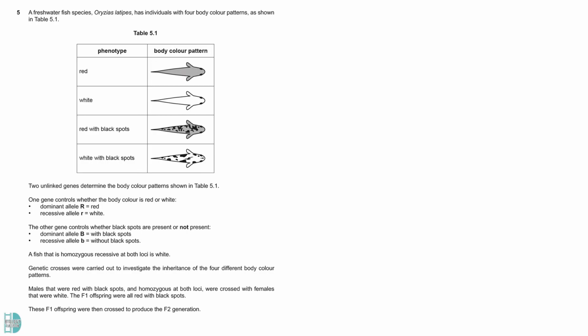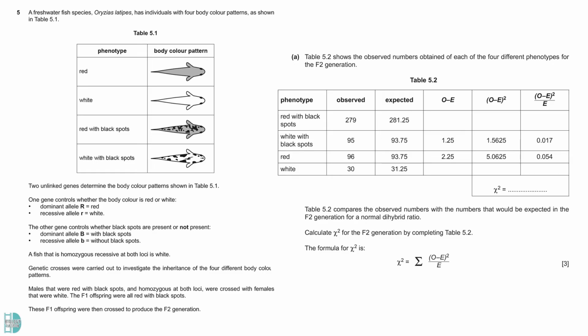Question 5 shows the gene that determines the body color patterns of a freshwater fish. A wants you to calculate the chi-square value to compare the observed and expected values of the 4 phenotypes. The calculated chi-square value is the sum of (O minus E) squared divided by E for all groups. So, you have to do the calculations for each row and then sum them up.